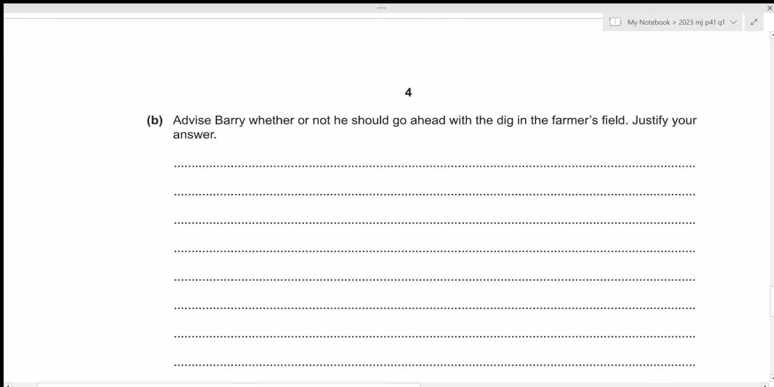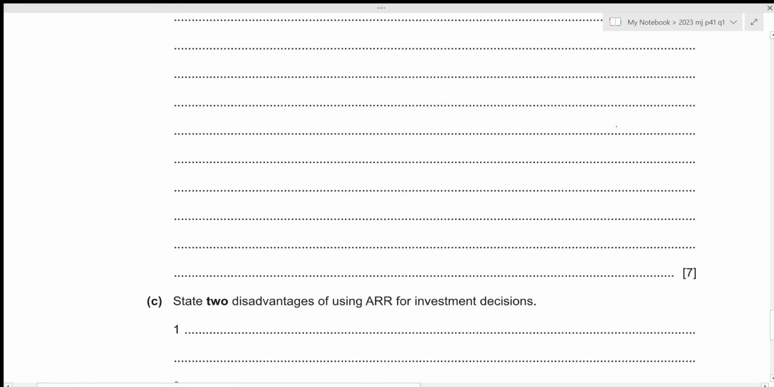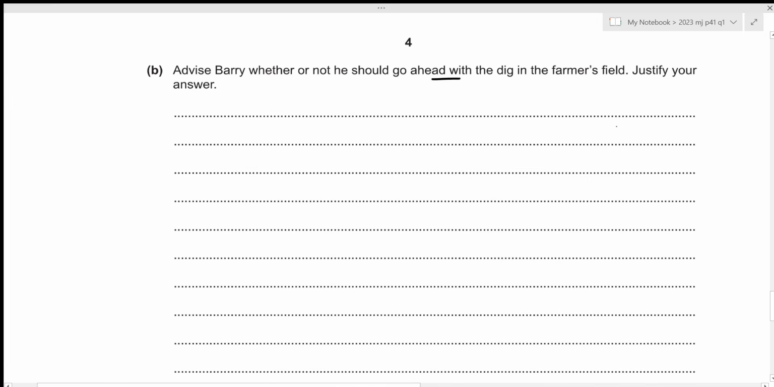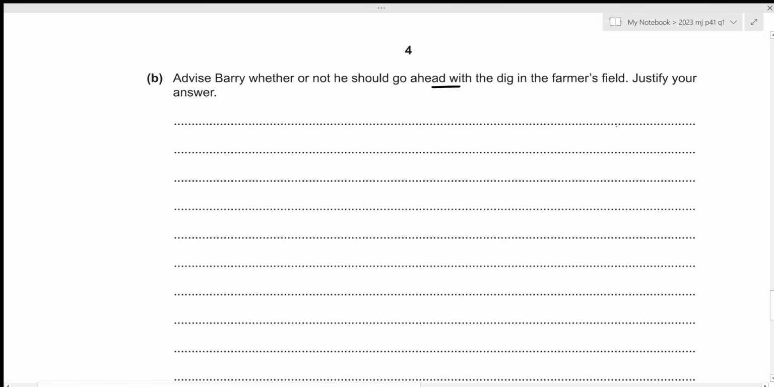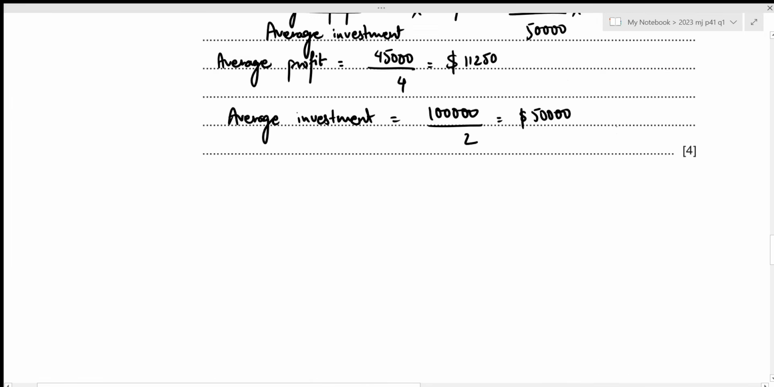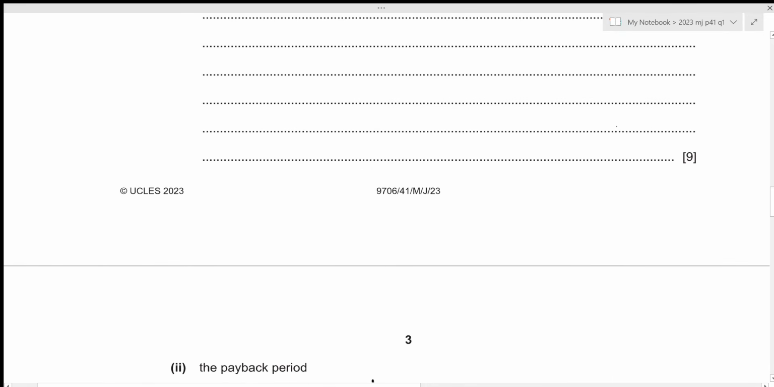Now we need to advise Barry whether or not he should go ahead with a dig in the farmer's field. We need to justify our answer. Okay, so this is of 7 marks, which means that we need to write down at least 6 considerations. Alright, we can consider the values that we have calculated.